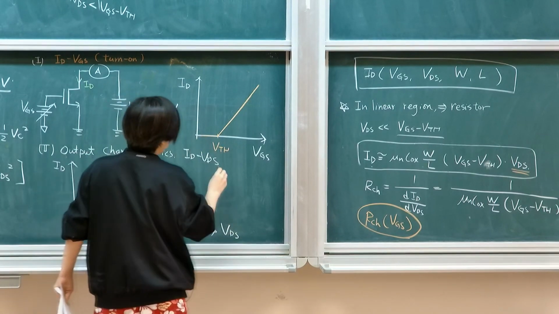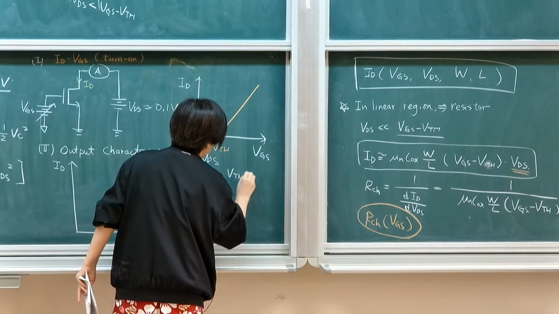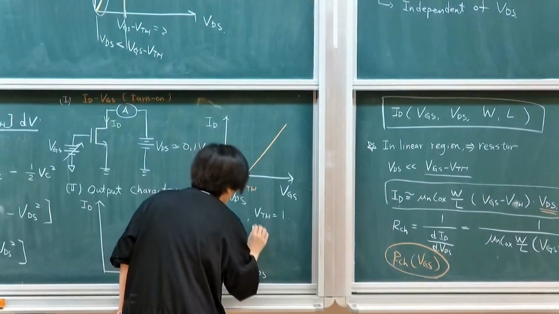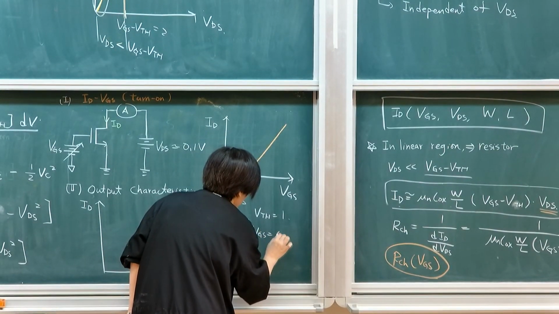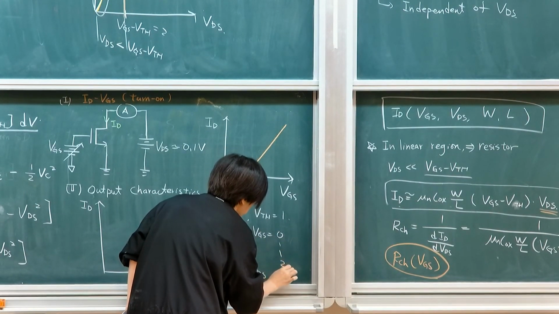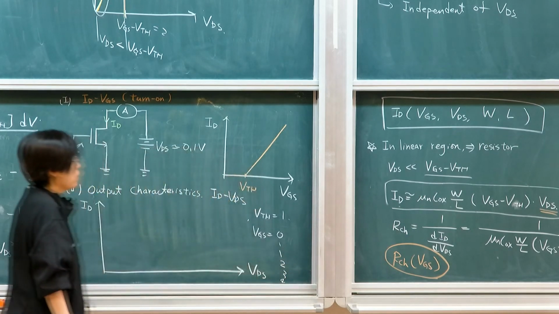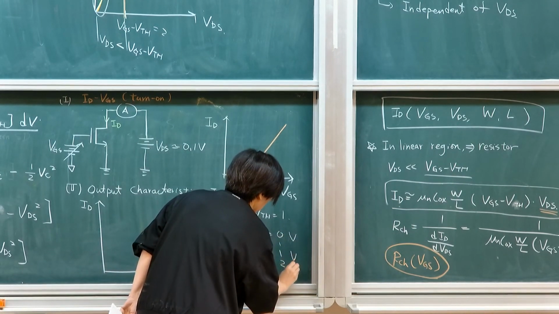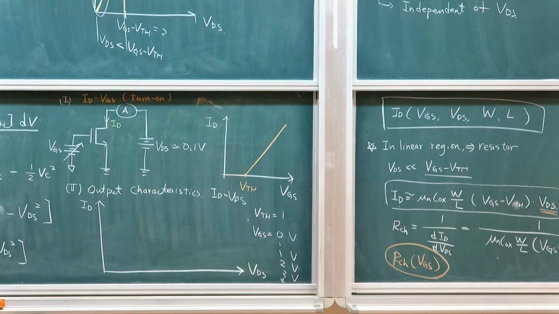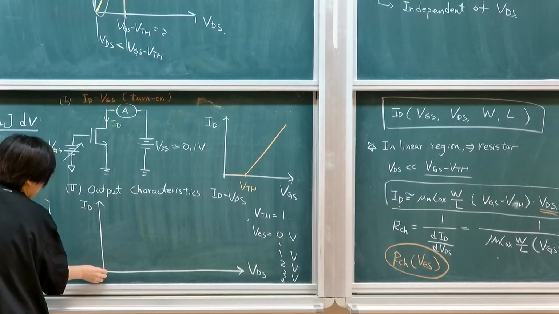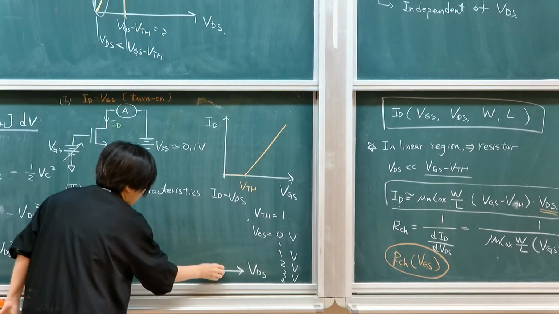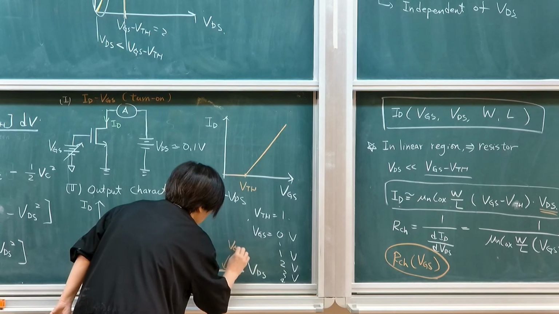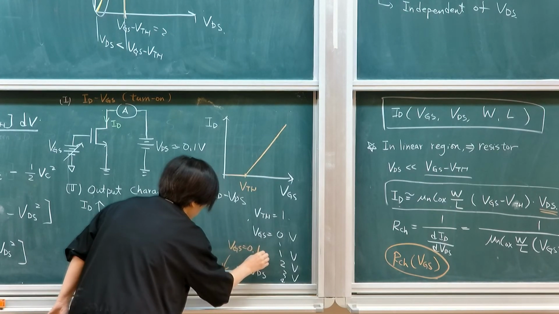I'm going to use the parameter, let's say VTH equals 1. I will ask you to draw VGS starting from 0 to 1 to 2 to 3 to 4. So your VGS is ramped to different levels. We know that for 0 and 1, because it's below threshold, the current should be 0. So this curve will represent VGS equals 0 and 1.